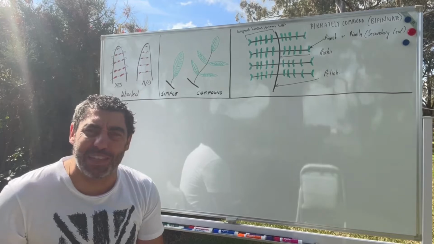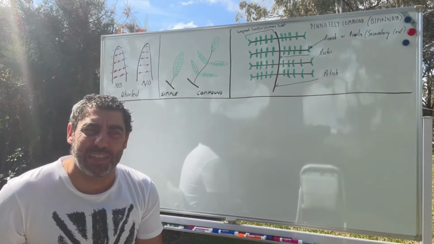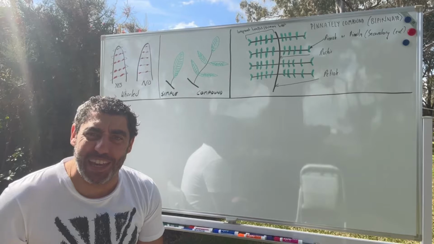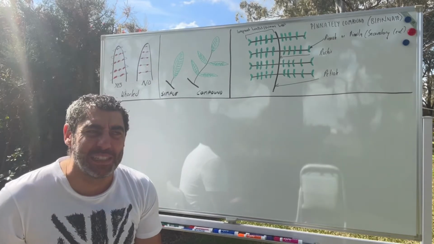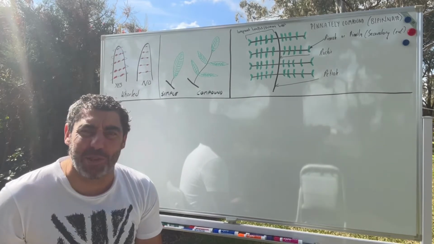We're just going to go over to the Cootamundra wattle, which is the other name of this. That's its common name, the Cootamundra wattle. So we'll go over there in a moment.